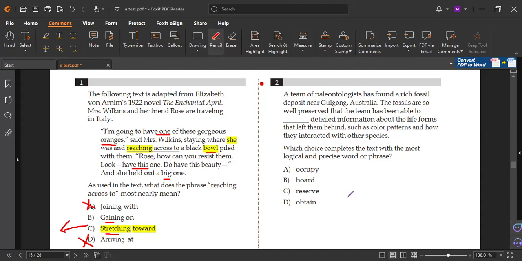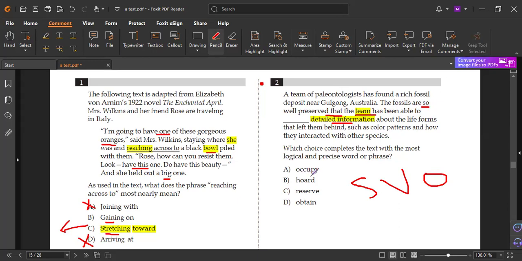Let me help you. He said here the team has been able to do what? So the team is the subject, this is the verb, and this is the object, as we agreed before. Find the subject, find the verb, find the object to help you. So the team is going to do what with the detailed information about the life forms? Because the fossils are so well preserved, remember, that's cause and effect. So the team has been able to do something. To do what with the detailed information?